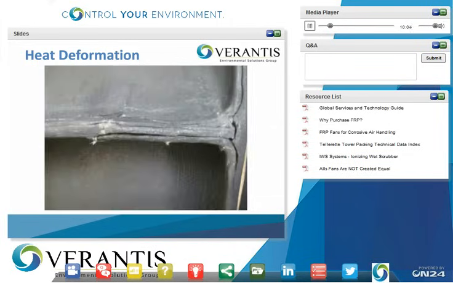This is a picture of the same impeller. It's at the OD where the blades are strapped together. What happens when the heat rises is the fiberglass starts to soften. The fan's running, you have centrifugal force that starts moving the blade outward, and then it will start tearing here in the corners at the strap joints.